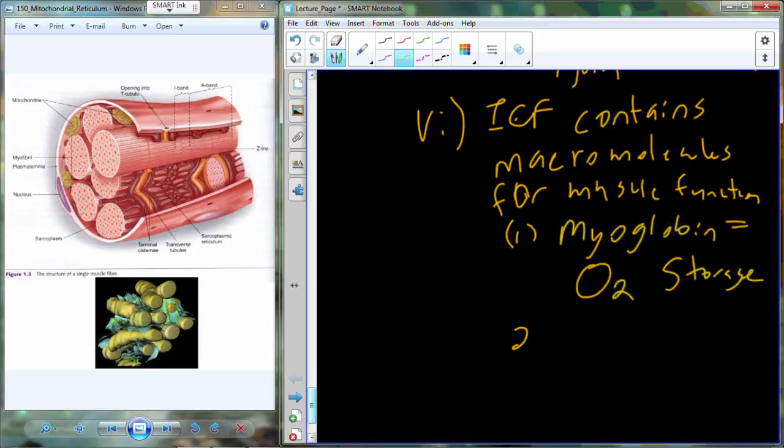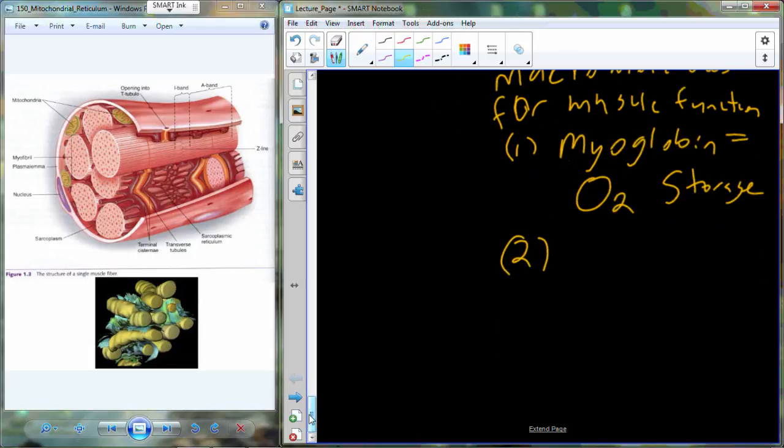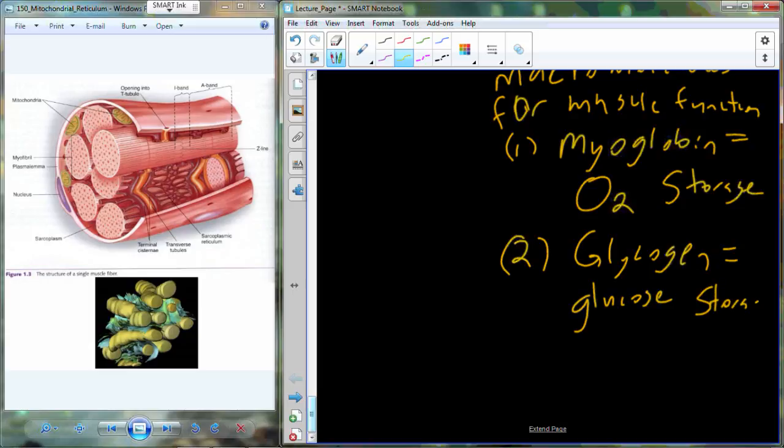We're going to have a molecule that stores the other component required for energy. Anyone know what that happens to be? What's the other? Glucose. And how do we store glucose? Glycogen. So we're also going to have glycogen, which is branched chains of individual glucose molecules all stored up together so that we also have an immediate supply of glucose when we need it.